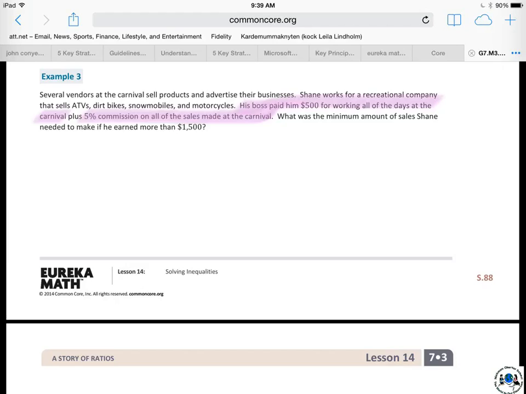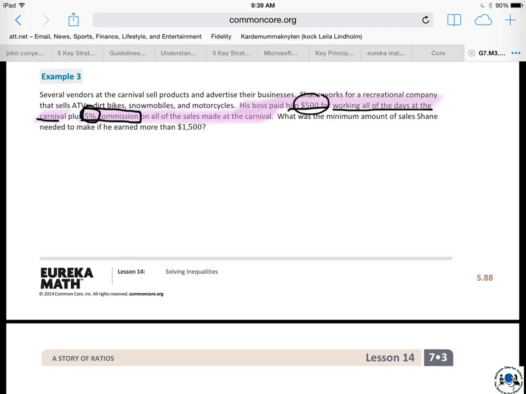So let's just stop for a second and analyze that sentence. He paid him a flat fee of $500 for working all days. He worked this five and a half days at the carnival, and he got $500. So that's a flat amount. But now this idea of commission, I'm not sure if anybody remembers what commission is. We talked about this, oh boy, it's been a long time. What happens is anything that he sells, whatever amount it is, he gets 5% of that total.